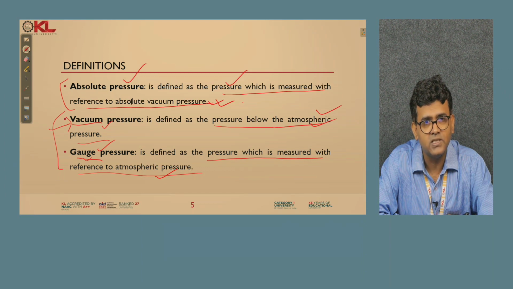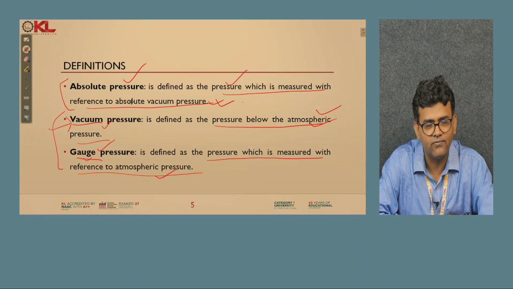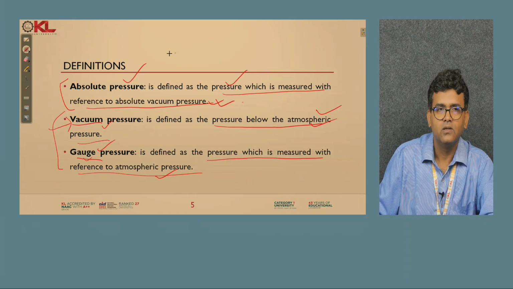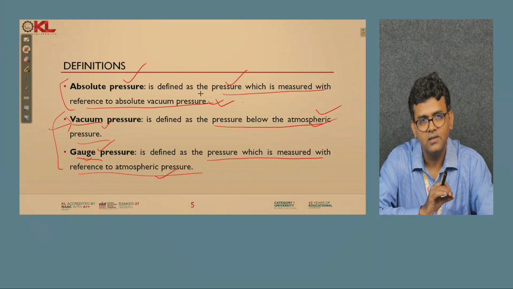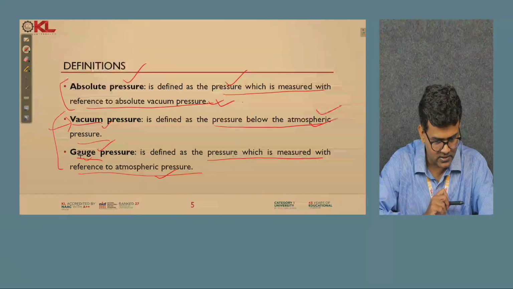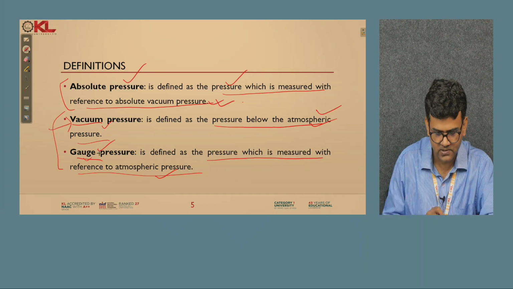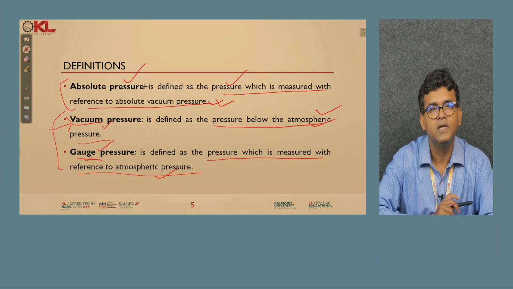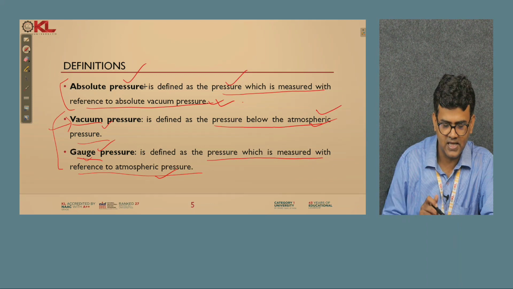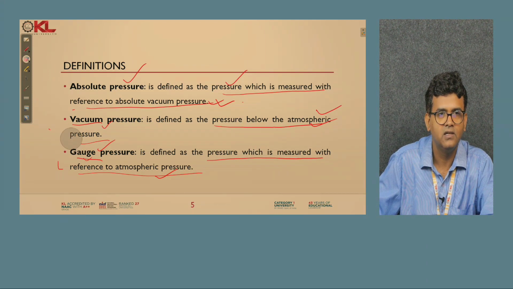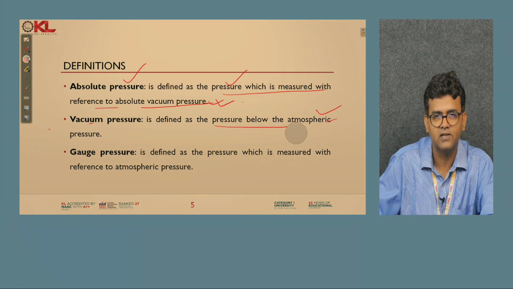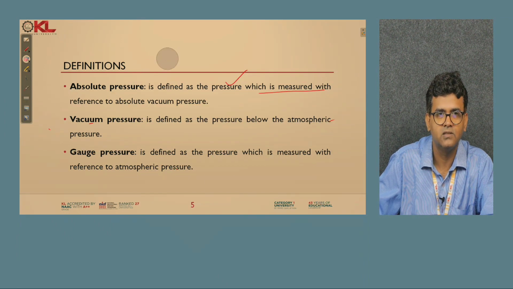That is the absolute pressure you will get in reference of the absolute vacuum pressure. So just again I am defining this one. In case of the vacuum pressure and gauge pressure, the reference line is the atmospheric pressure, while in case of the absolute pressure, the reference line is the absolute vacuum pressure. You can see in the next slide how we can take the reference line. We can imagine it in a better way.